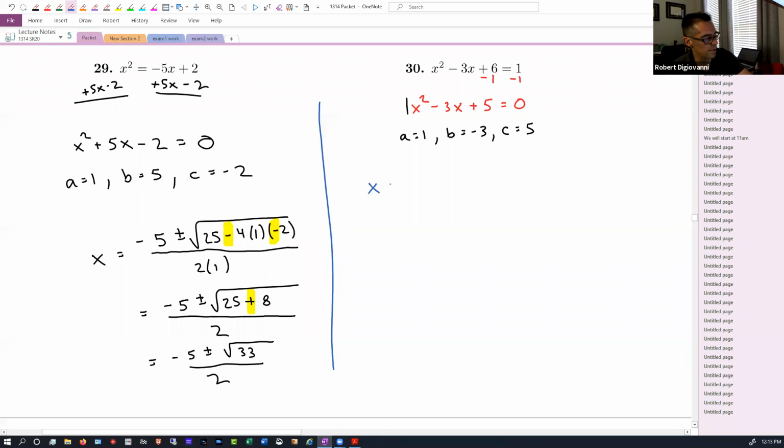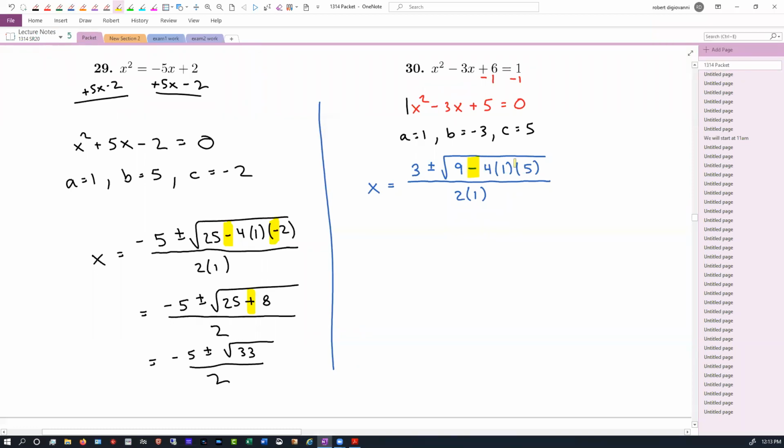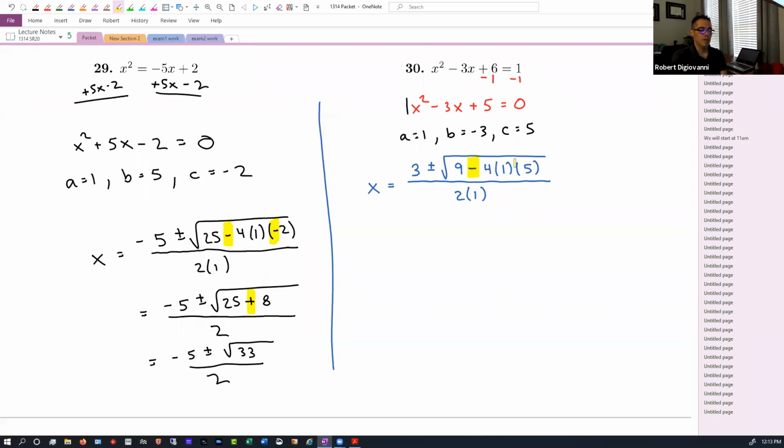Okay, so my answers will be x is -b, which is the opposite of b. We have -3, so the opposite is +3, plus or minus the square root. Now you have to square b, right? That's the formula. So 9 minus 4 times a, which is 1, times c, which is 5, all of that over 2 times 1. Now, count the negative signs. How many negative signs do you see there? Just one. That's an odd number, and so it's going to be a subtraction.